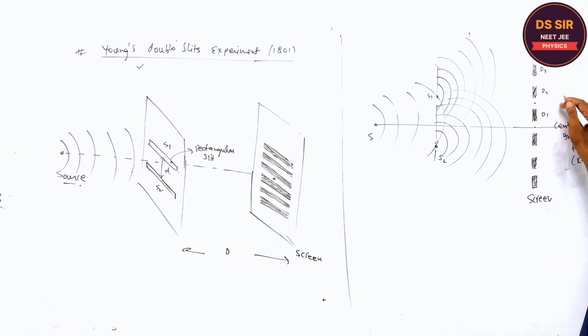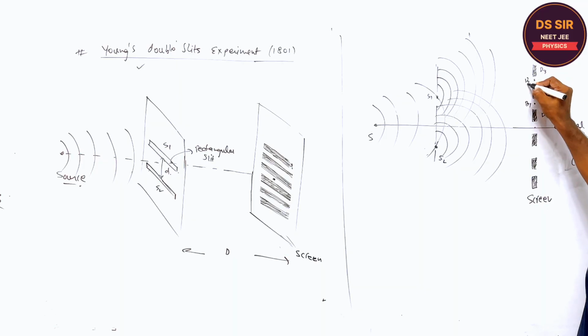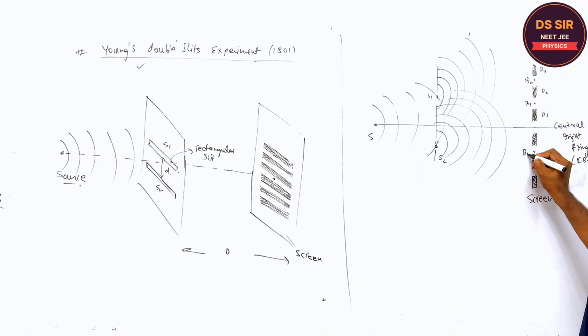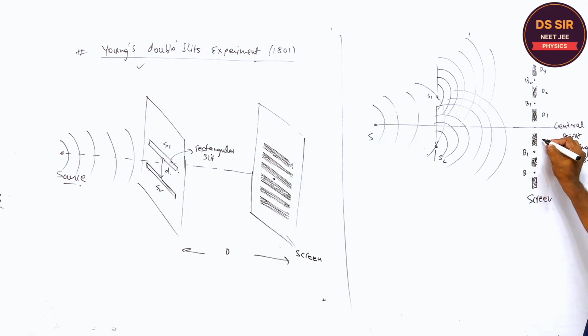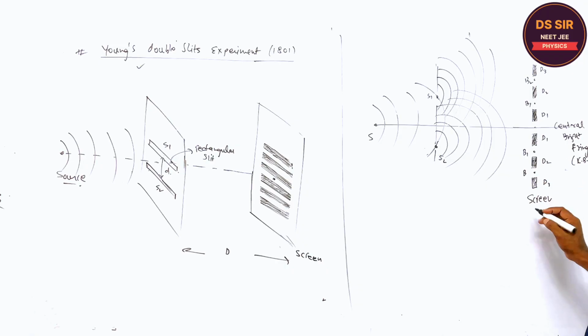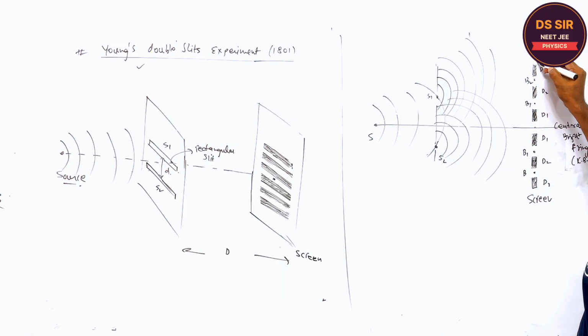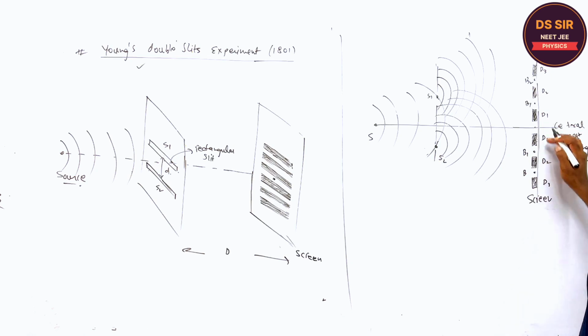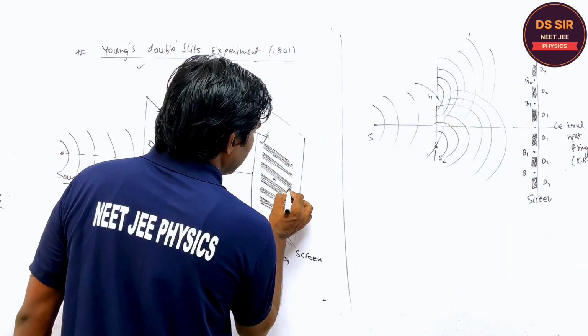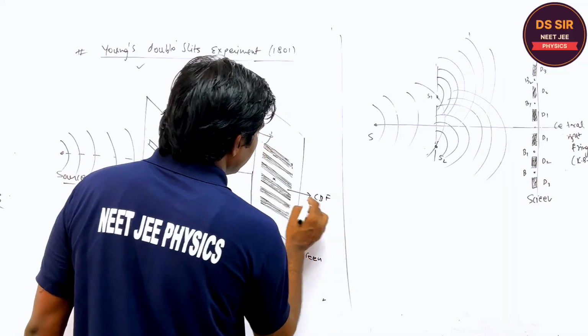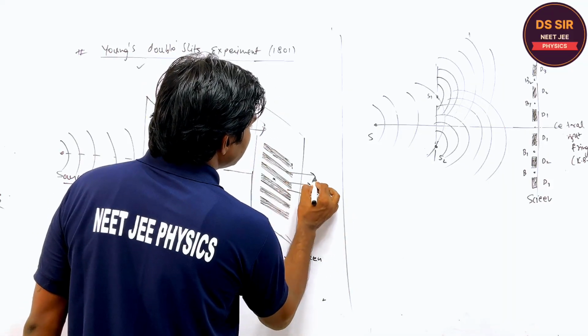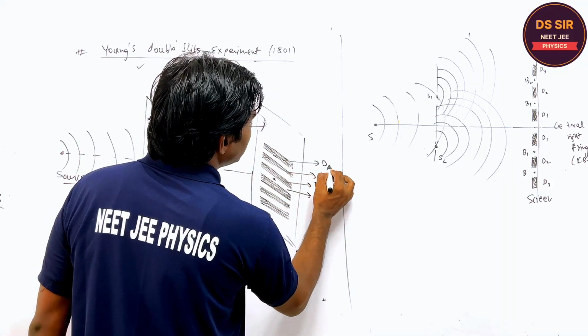This fringe is B1, this is B2, right? This is D1, this is D2, and this is D3. So this is the screen, you can assume. On the screen, this is the central bright fringe, CBF. This is D1, this is D2, this is D3.